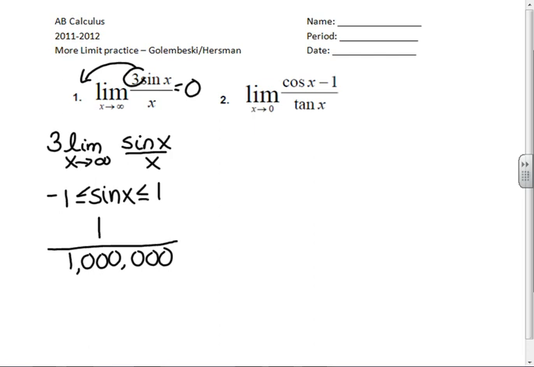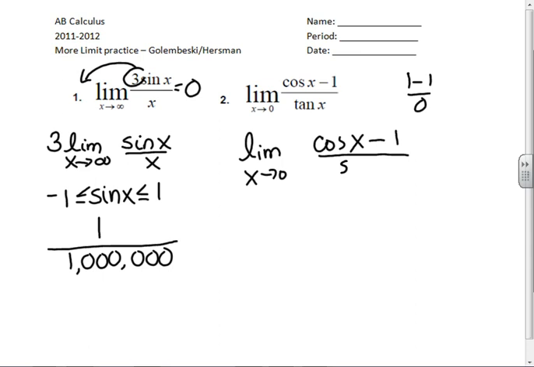Okay, let's do this one. Let's put 0 in. Do we get 0 over 0? Yes. Okay, so we're going to do a little work. And I don't like the tangent, so I'm going to change it because I know what tangent is. It's sine of x over cosine of x.